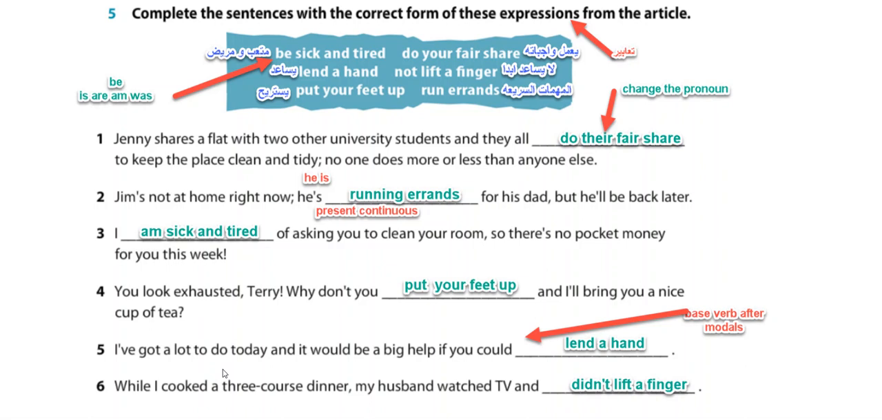5, I've got a lot to do, very busy, and it would be a big help if you could lend a hand to help him. I'd note that after could the verb must be base, without adding anything. While I cooked a 3-course dinner, my husband watched TV and didn't lift a finger. While she was busy, her husband was watching the TV and didn't help her, didn't lift a finger.